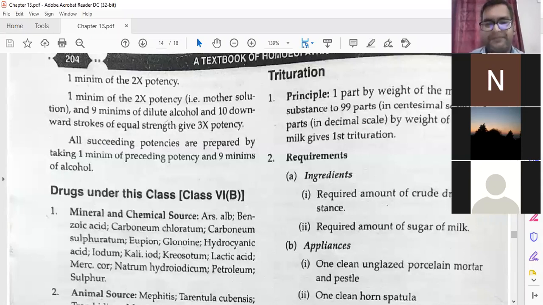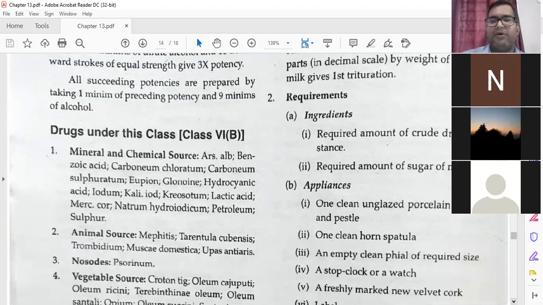Remember it. Appliances: one clean unglazed porcelain mortar and pestle. We already talked about this unglazed mortar and pestle. Why unglazed? Because it will make the friction good, means friction will be better. That's why we are using the unglazed mortar and pestle.